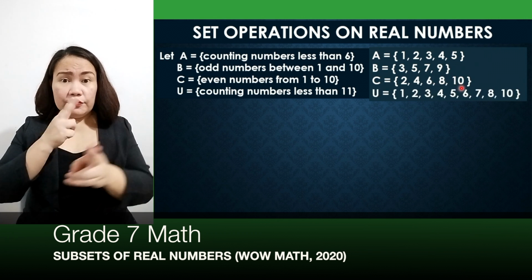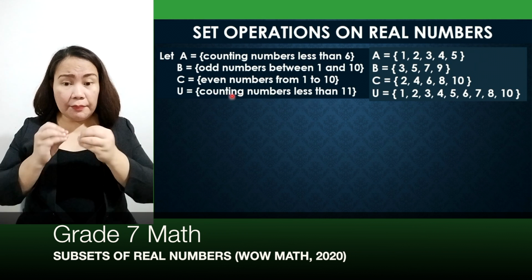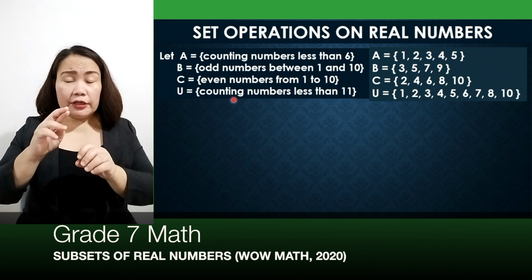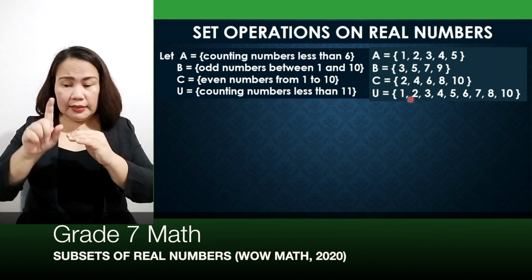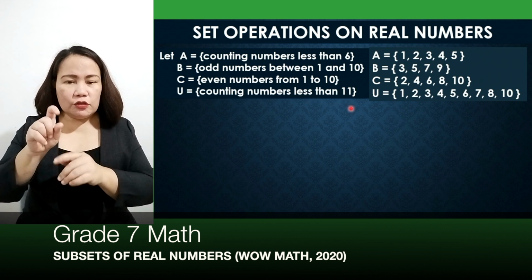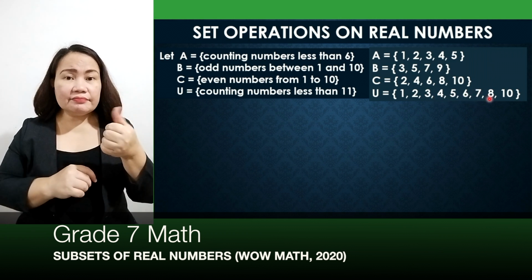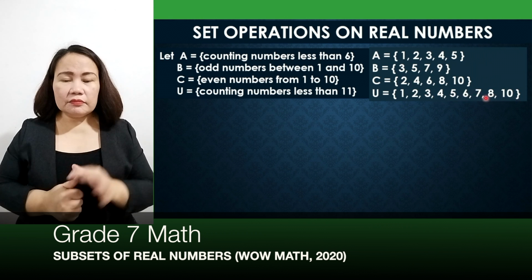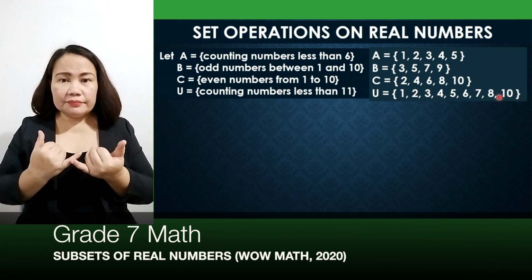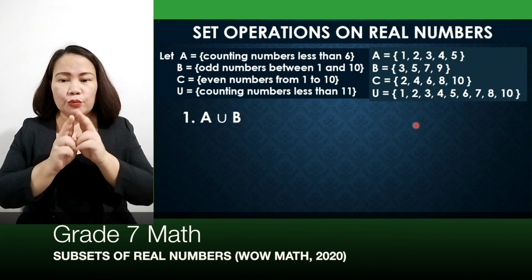And the universal set is the counting numbers less than 11. So, pag sinabi natin counting numbers, this is also positive or natural number. So, counting numbers from 1 less than 11, so ibig sabihin, 11 is not included. So, 1, 2, 3, 4, 5, 6, 7, 8, 9, and 10. Okay, so kulang ito ng 9. So, dapat may kasama po siyang 9. Okay?